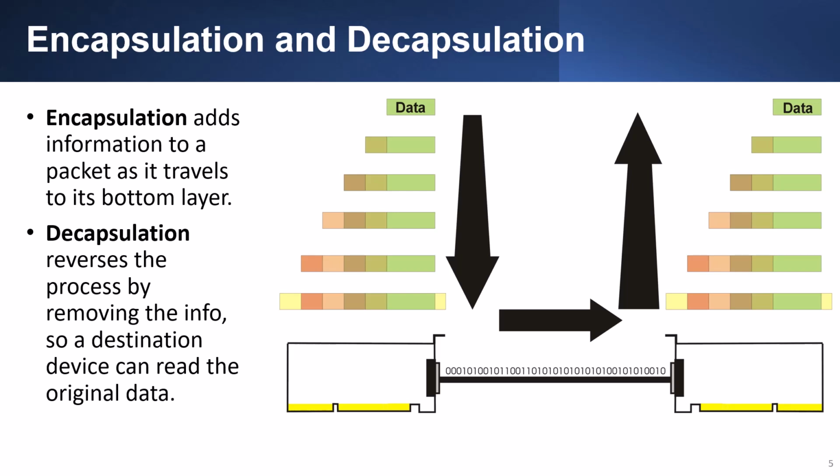When a network service or application has data that needs to be sent, the data is encapsulated as it goes down from the top layer to the bottom layer. Encapsulation adds information to the data as it travels to the bottom layer. When the data gets to the destination machine, decapsulation reverses the process that removes the information as it moves to the upper layers.